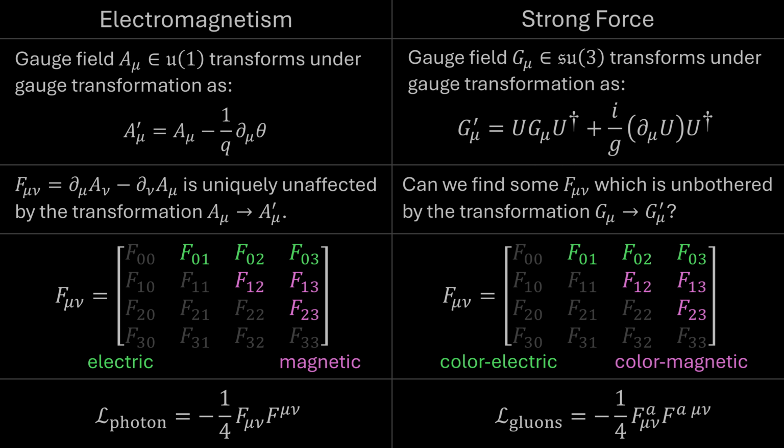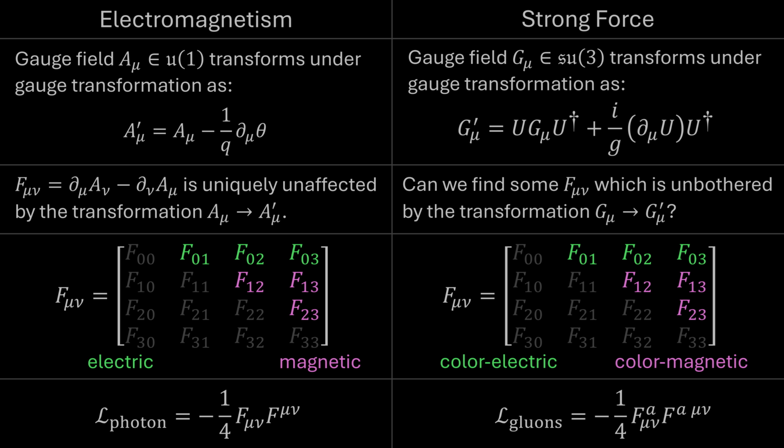Now, I should point out that there is a difference between the F mu nu of electromagnetism and the F mu nu of the strong force, which is that the F mu nu of the strong force contains a commutator term which is going to tangle up all our gluon fields together and lead to a Lagrangian which gives us gluon-gluon interactions. But we'll save that for the next video.